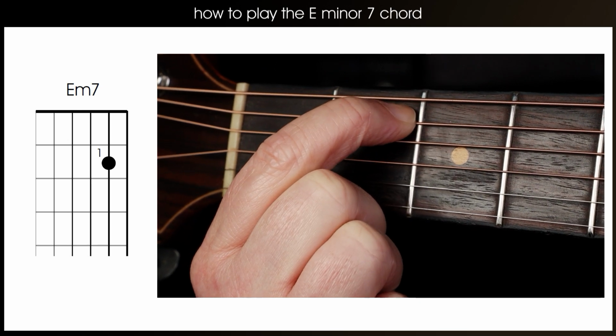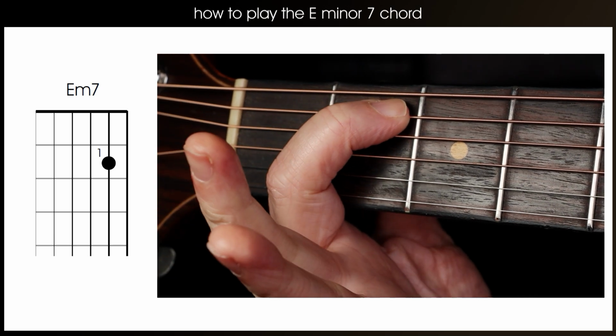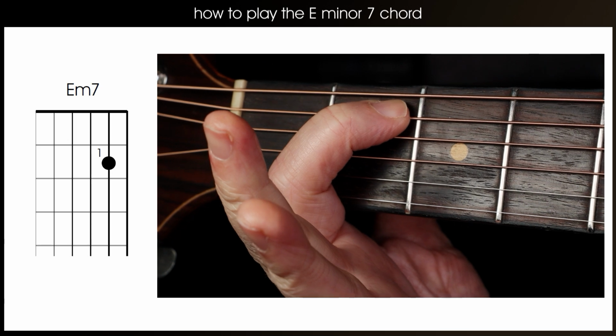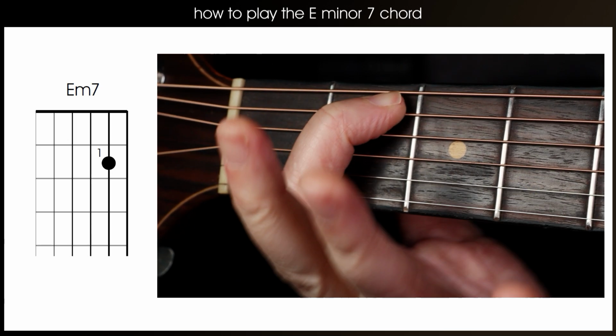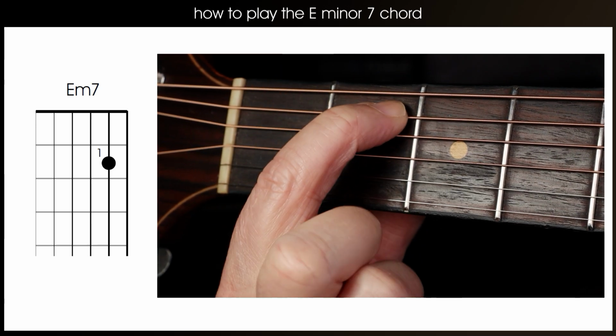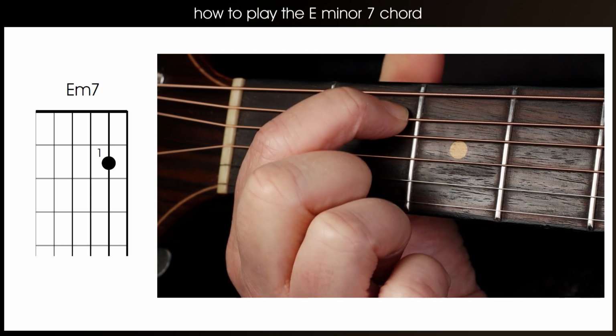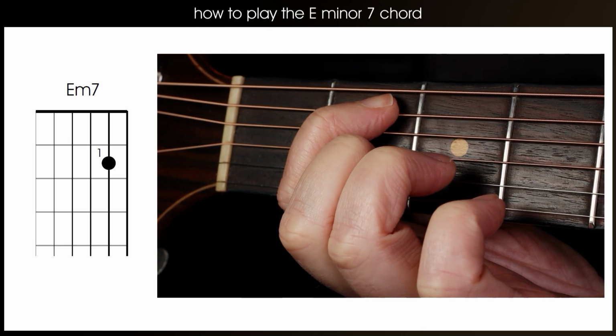If the dead string is the top E string, the thinnest string, then make sure the side of your finger isn't killing it. And if it is, just move your finger round slightly onto its tip, or move your thumb down to prevent the side of the finger from touching the top E string.